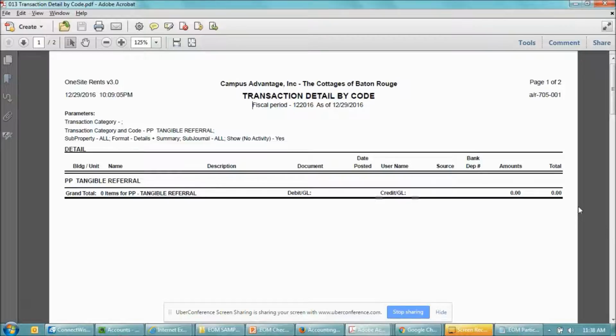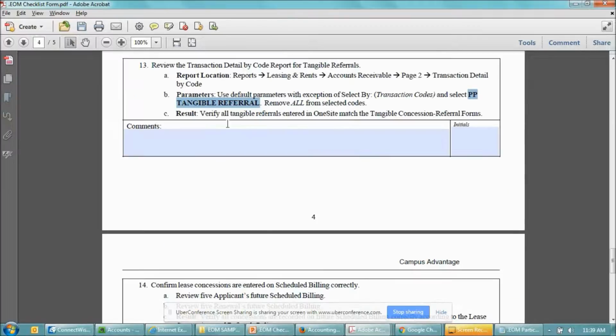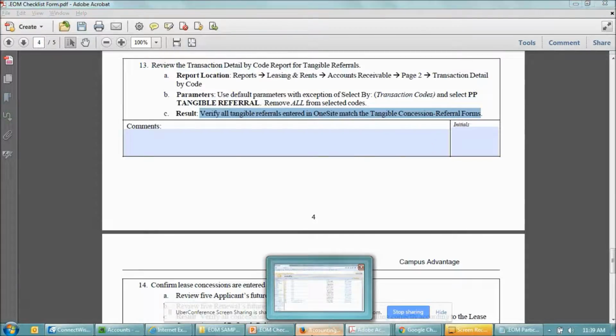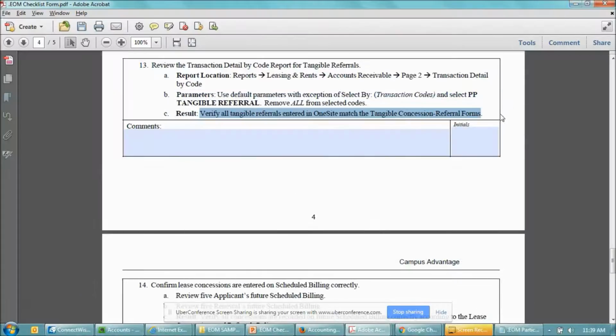But if you did have an amount here, your next step on the checklist would be to verify that all tangible referrals entered matched your form. Again, the form will need to be downloaded if you do end up doing those, but if you are doing them, then they will be here on your SharePoint site, and this is what you would want to reference the report to as well. And looks good.